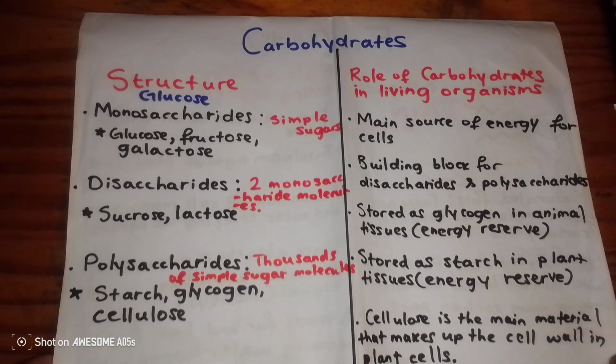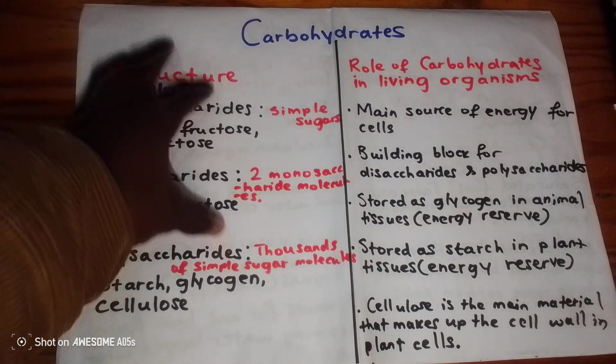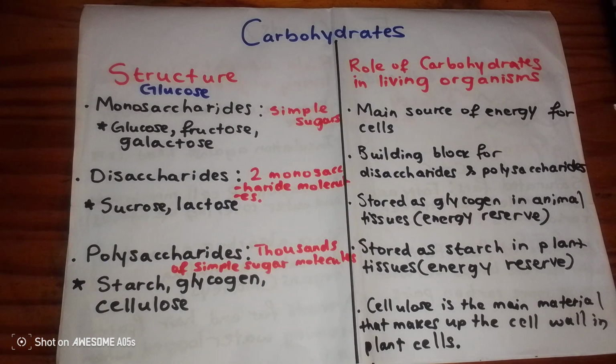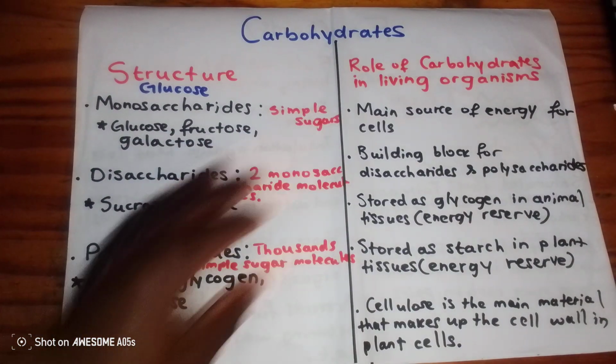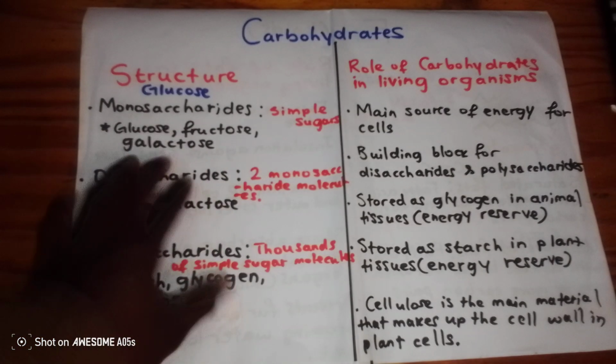Right. So, what's the structure of carbohydrates? The smallest building block we have is glucose. So, from glucose comes all manner of carbohydrates. Of course, we have three groups. We have monosaccharides, these are simple sugars. And we have glucose, fructose, galactose. Again, you must know these.